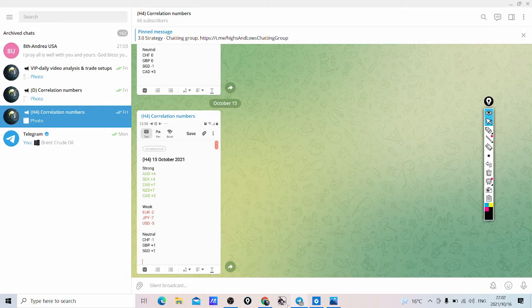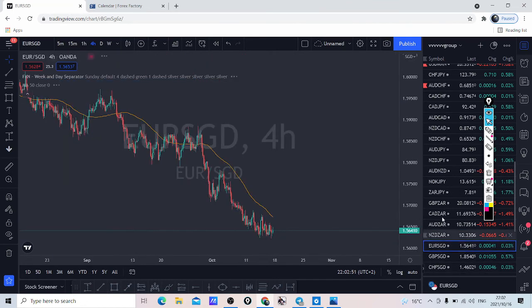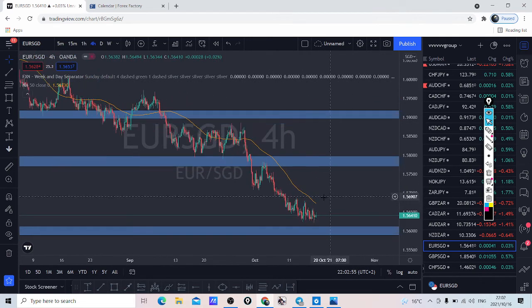The same thing applies here in currencies, guys. If you see a strong currency, then another strong currency, then the market is going to range. Okay, this one, nothing interesting. The market is overextended.